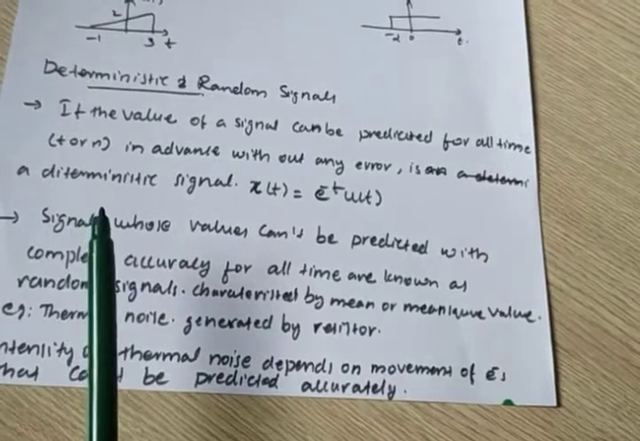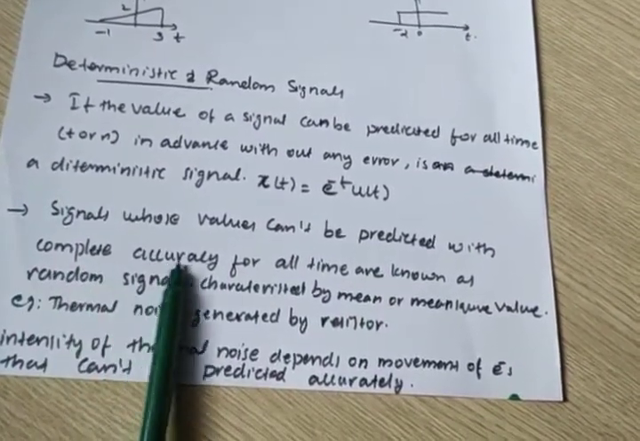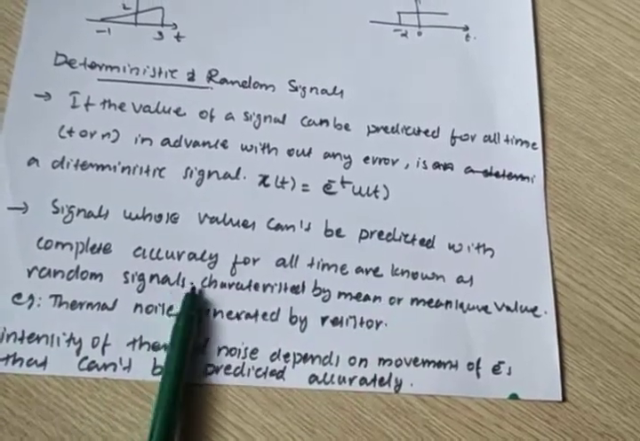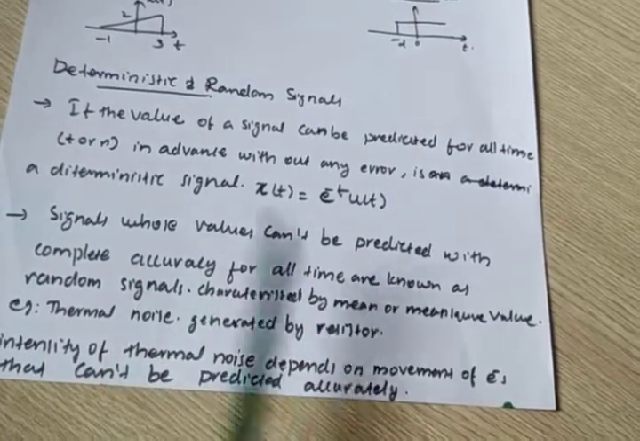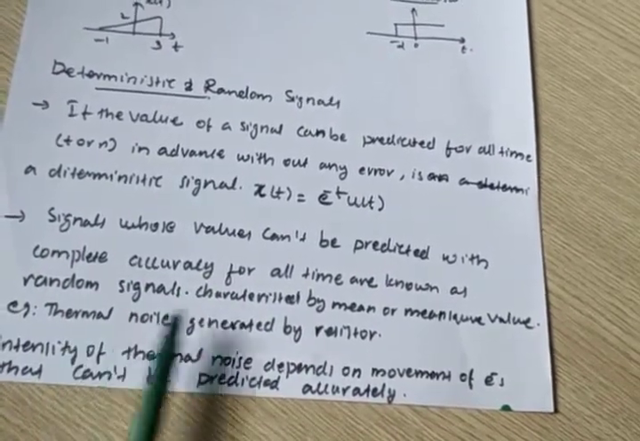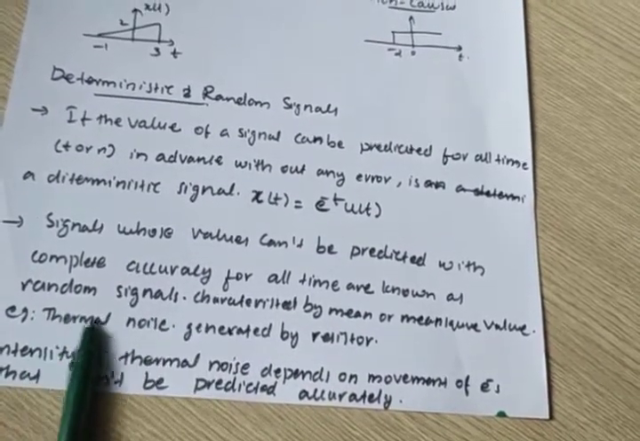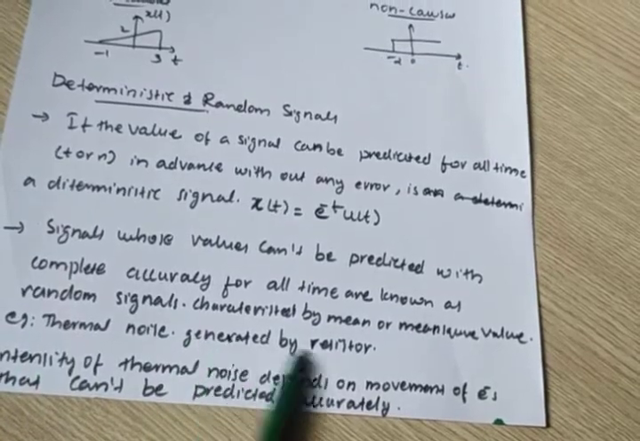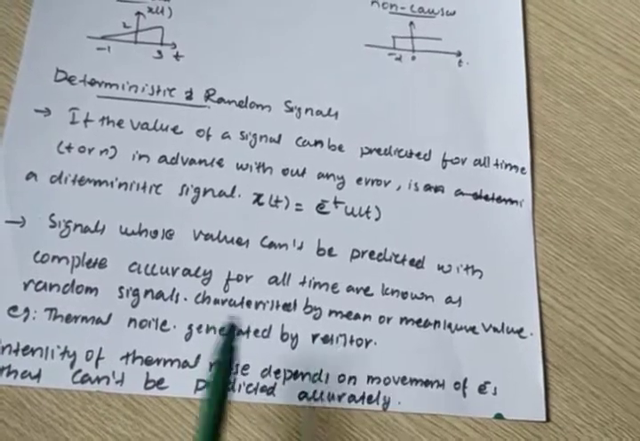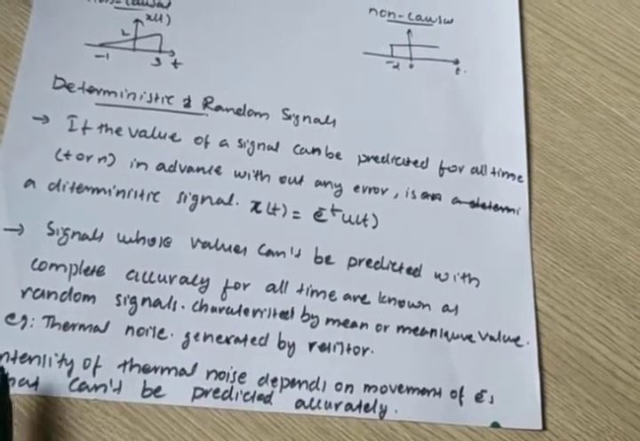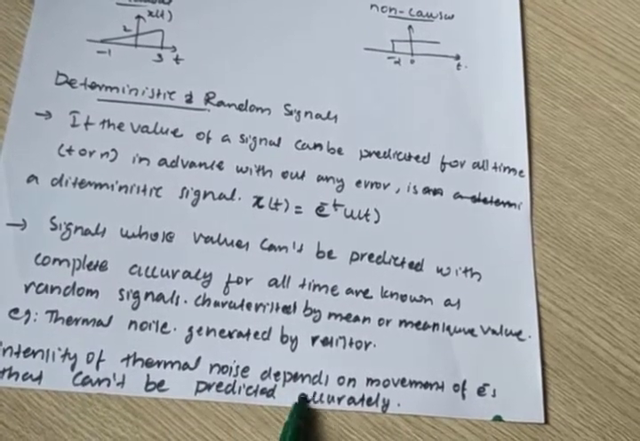What is random? A signal whose values cannot be predicted with complete accuracy for all the time is known as a random signal. For example, thermal noise generated by a resistor. You know what thermal noise is? It is normally generated in a resistor. It is due to the random movement of electrons in the component, the resistor. So the intensity of thermal noise depends upon the movement of electrons, which cannot be predicted accurately.